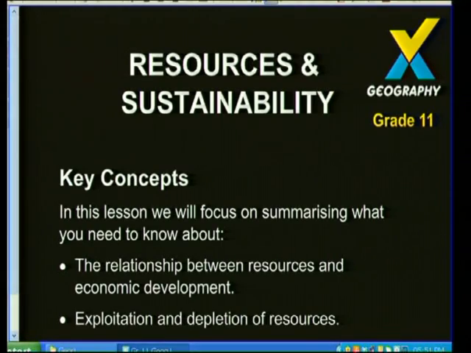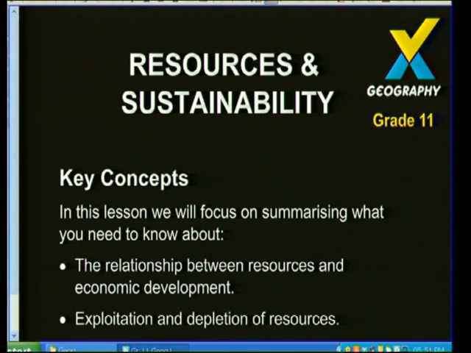Today, we'll be dealing with resources as well as sustainability. In order for you to understand this concept, it is important for you to understand the definition of each one, as well as link these two concepts. Let's take a closer look at the content you will need to analyze before understanding all sections. The content is as follows.